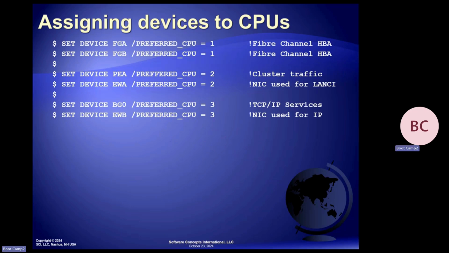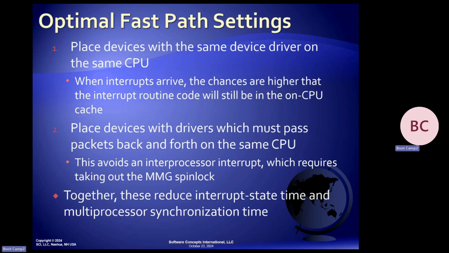Okay. Here are the reasons why we would want to assign this optimally. First of all, placing devices with the same device driver onto the same CPU is advantageous because when an interrupt comes in, it's more likely that the interrupt service routine code is already in the on-chip cache of that particular CPU. So you don't have to load that from memory.